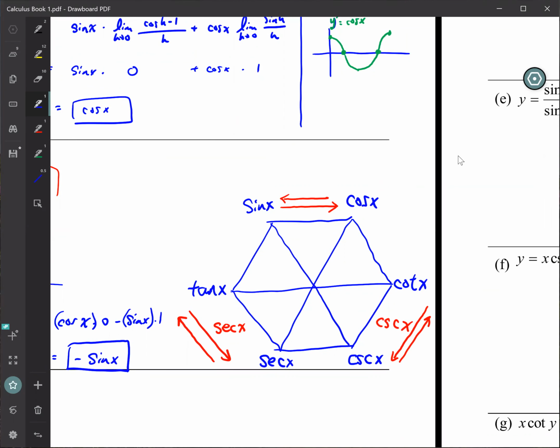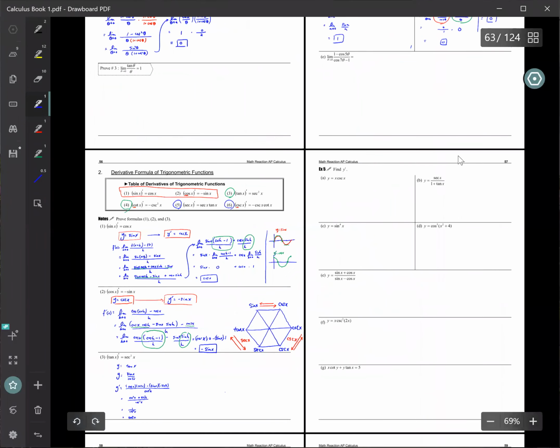Sine prime, cosine. Cosine prime, negative sine. Tangent prime, secant squared. Secant prime, secant tan. Cotangent prime, negative cosecant squared. Cosecant prime, negative cosecant cotangent.